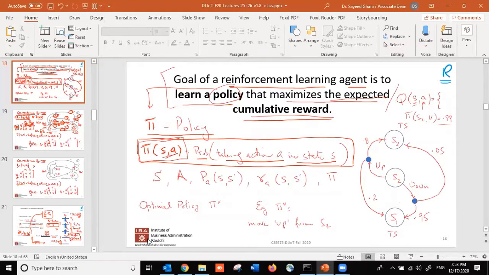We're trying to maximize for every state and action pair. Or essentially what we're trying to do is for every state, we're trying to figure out what is the best action to take. Does that make sense? For every state, we want to figure out what action we should take so that we get the best policy. We get the maximum reward.